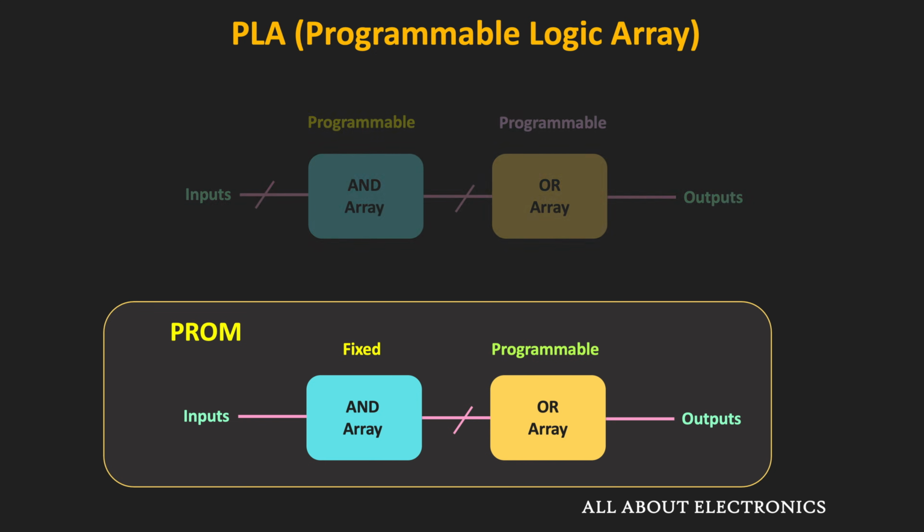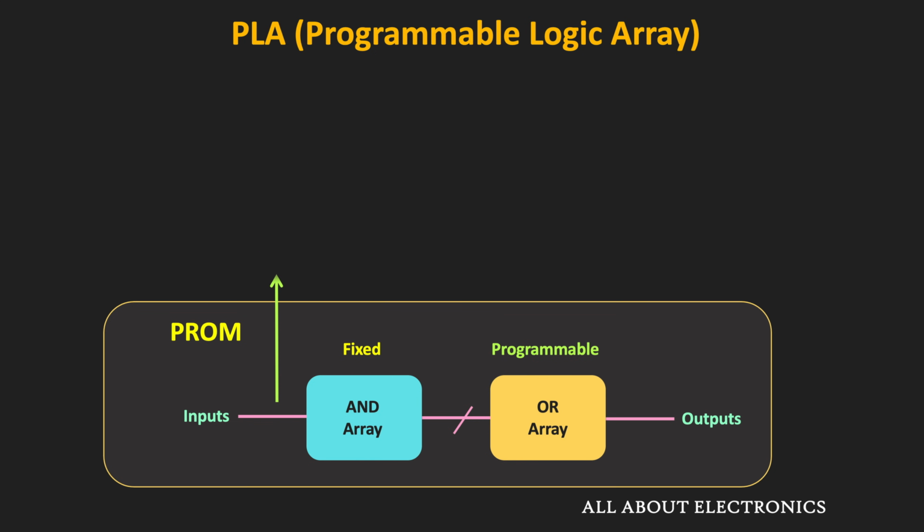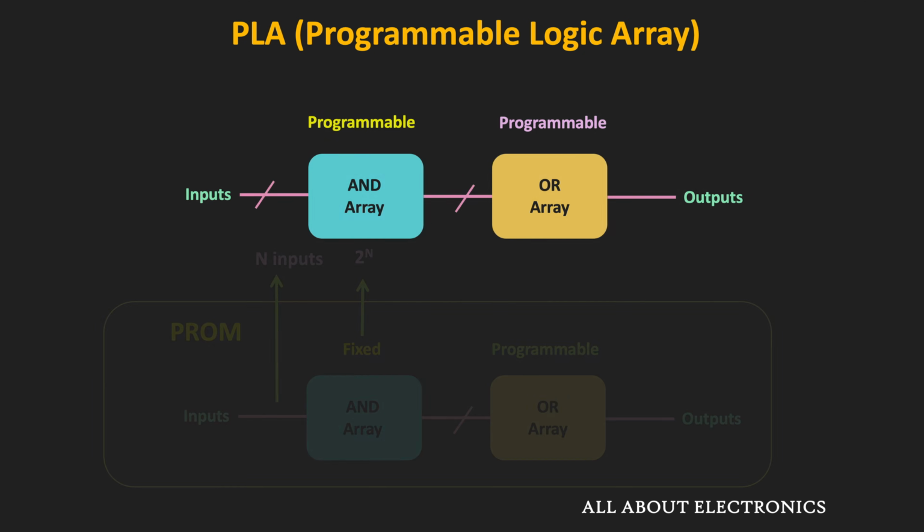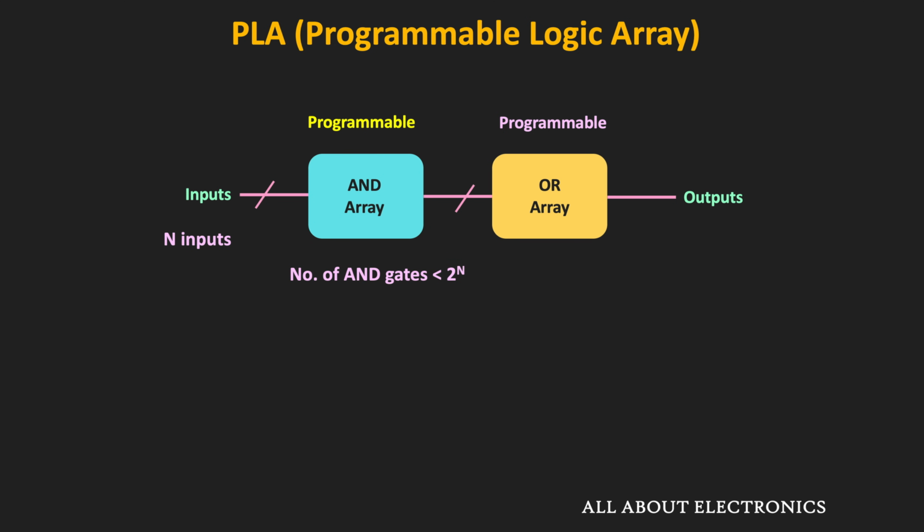Now in the PROM, we have seen that if we have n inputs, then the total number of AND gates in this AND array will be equal to 2 to the power n. That means in the PROM, if we have n inputs, the total number of product terms is equal to 2 to the power n. But in the PLA, for n inputs, the total number of AND gates or product terms is less than 2 to the power n.